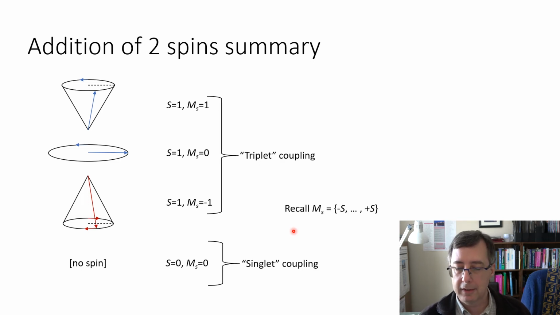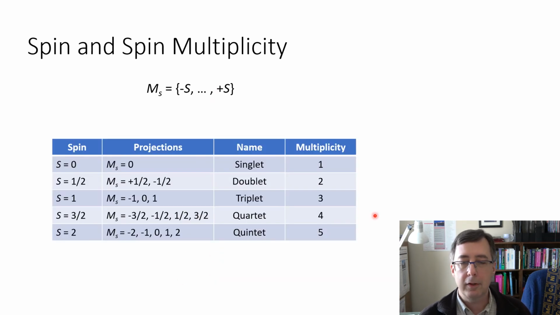And I didn't just mention this. It does fit this m sub s ranges from minus s to plus s formula here and here. This is trivial, but they all fit this. So let me talk more about this m sub s, going from minus s to plus s, and introduce what's called the spin multiplicity. So let's just make a little table of the first few possibilities for s.